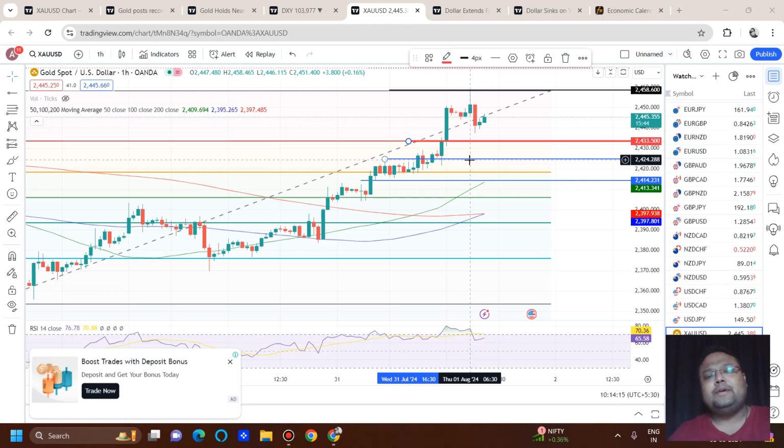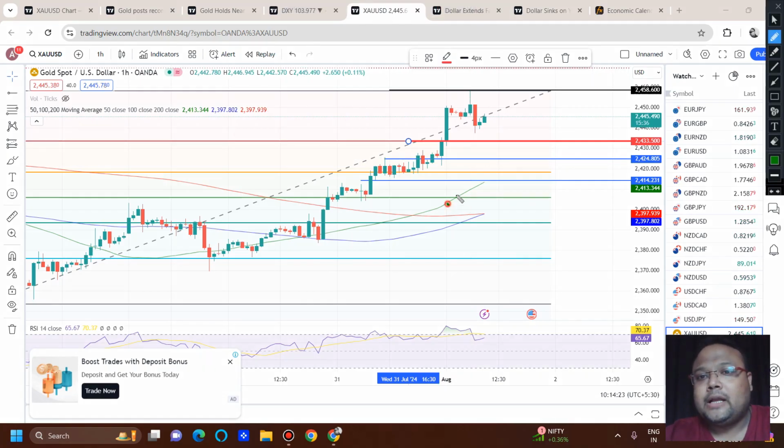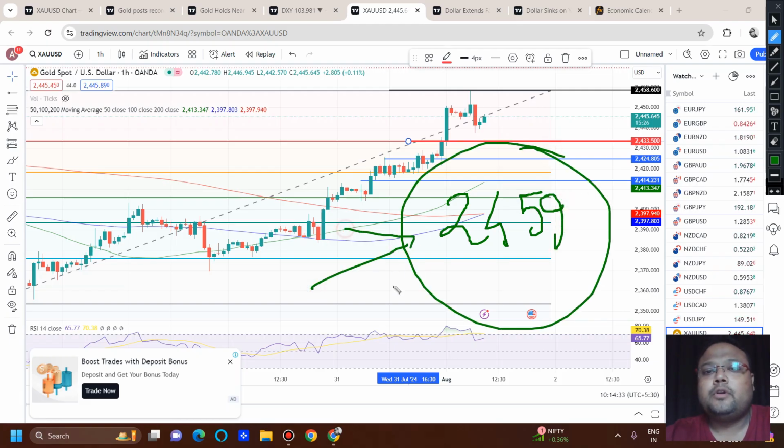So these are the levels where we can look for a buy if the market comes for a retracement. But many times we have seen that the market doesn't come for a retracement. Obviously, we cannot force the market, isn't it? In that case, we can look for a buy at breakout. Yesterday the market made a high of 2458.60, so we can look for a buy above 2459 if the market breaks it.